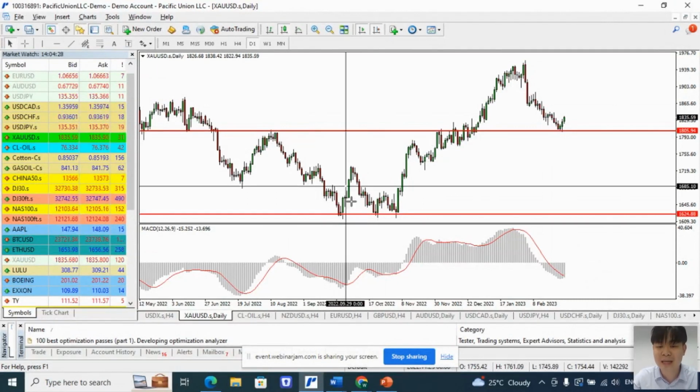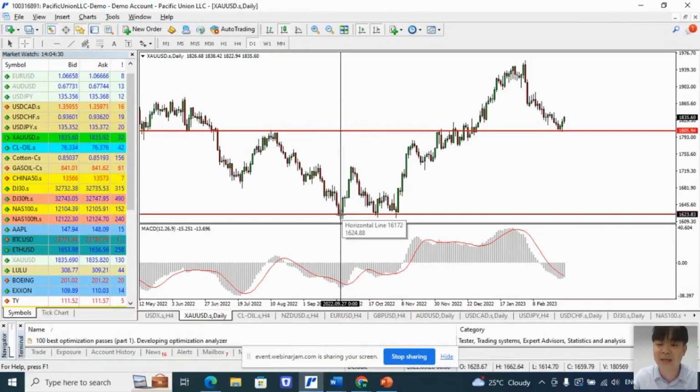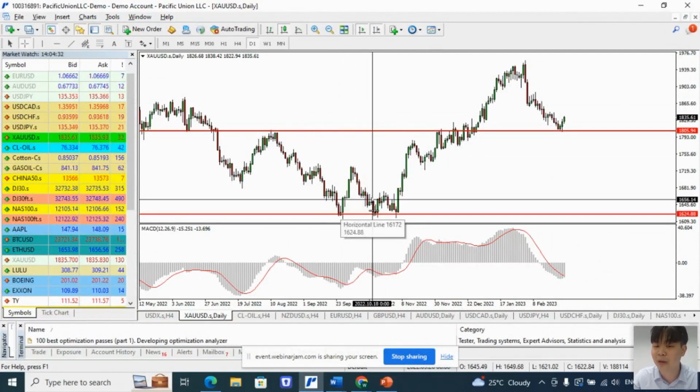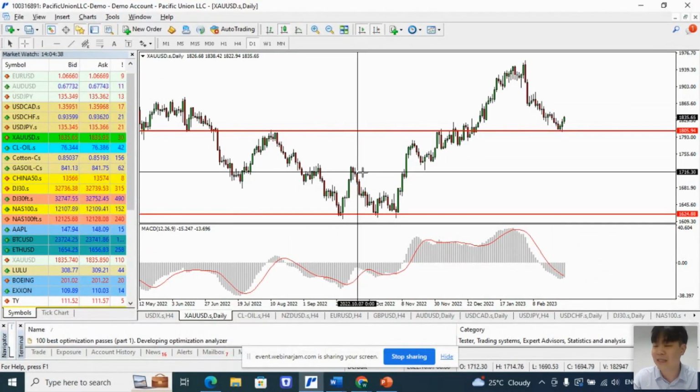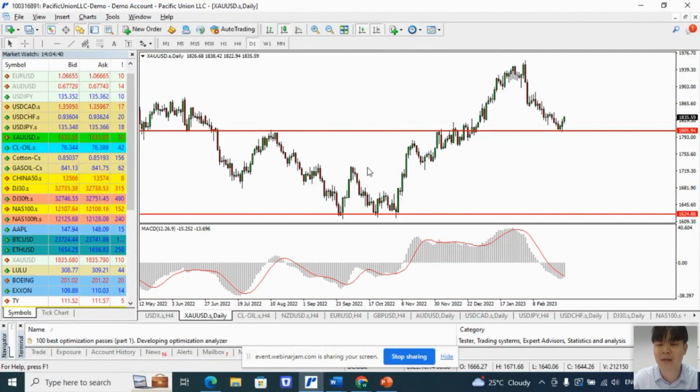So you can see that this is a strong support level over here previously. After it touches, it always rebounds. Okay, these are some ideas of the support level. And then we are going to focus on the resistance level. I will also explain it with a gold chart.